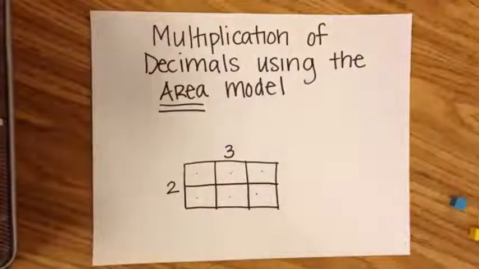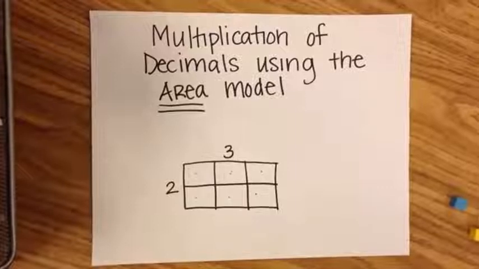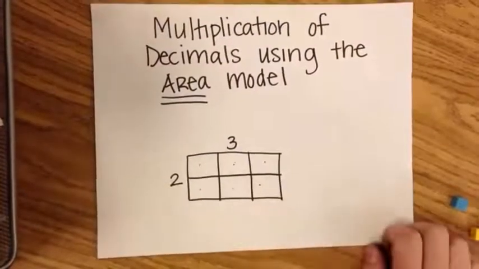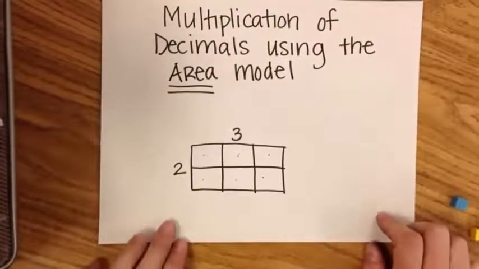In this video, we are going to talk about multiplication of decimals using the area model. We talked in class about what area is and decided that area is the number of square units it takes to cover a closed figure or a polygon, in this case a rectangle.